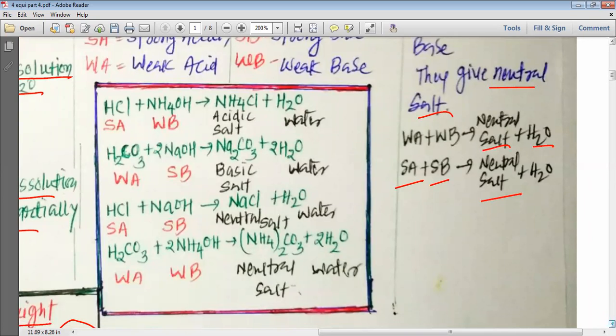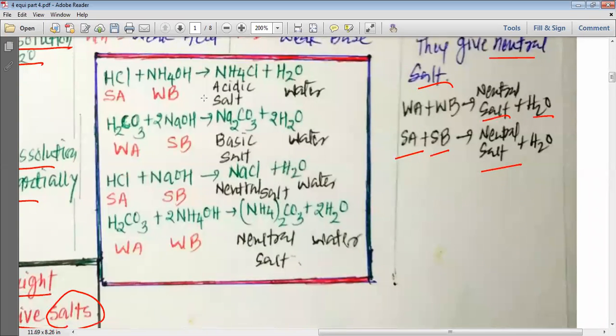Then I have given you some examples of the various types of salts, like HCl, which is a strong acid, and NH4OH, which is a weak base. They combine to give NH4Cl, which is an acidic salt, and water.